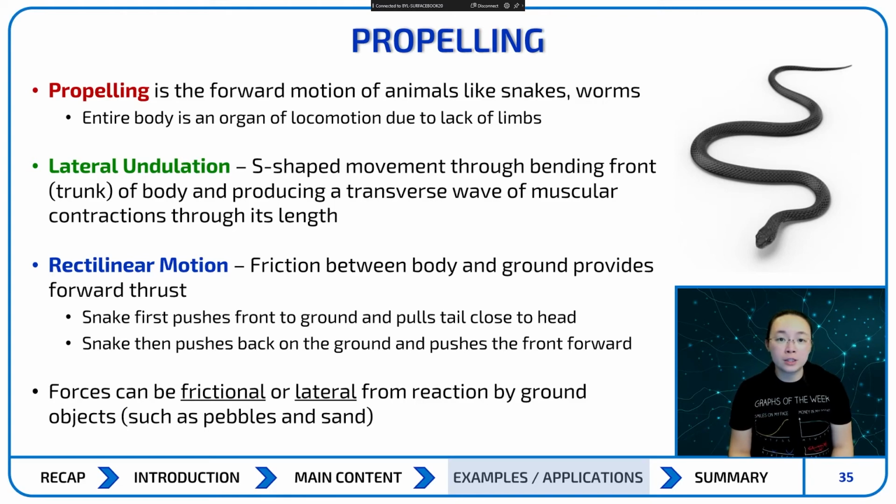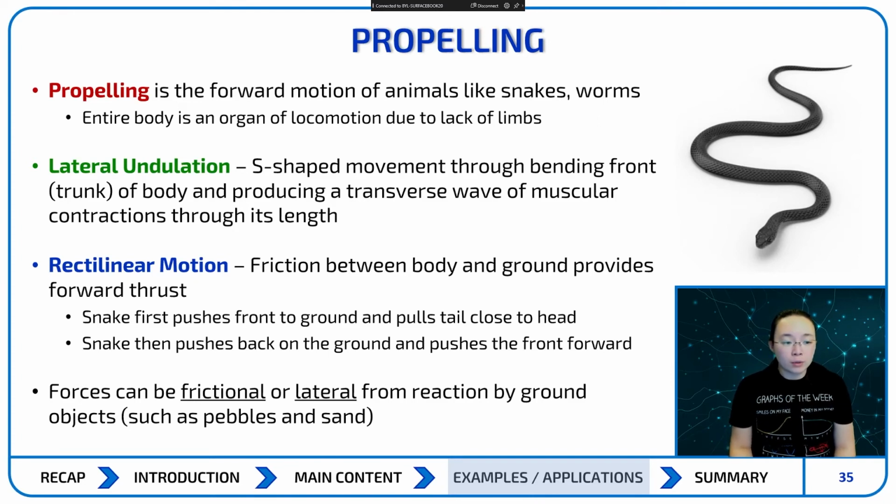There are two types of propelling motions that you'll have to know. There's lateral undulation and there's rectilinear motion. Lateral undulation is an S-shaped movement through bending. What's happening is you're bending the front of your body and producing a transverse wave along the rest of your length, like a snake. Essentially, you first contract and bend the front part of your body, and it's going to send a signal to contract the rest of your body along its lateral length.